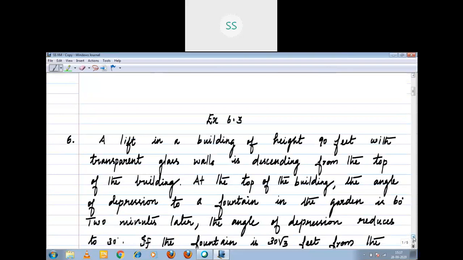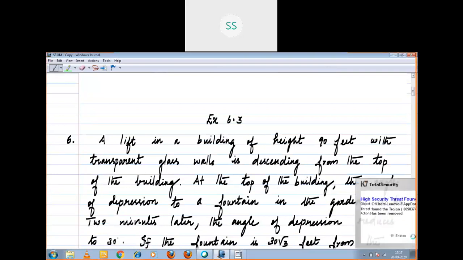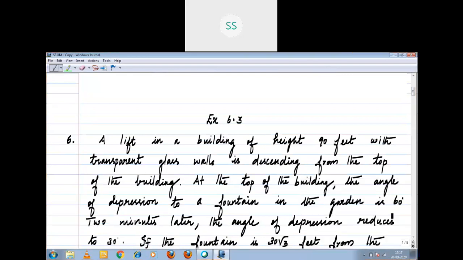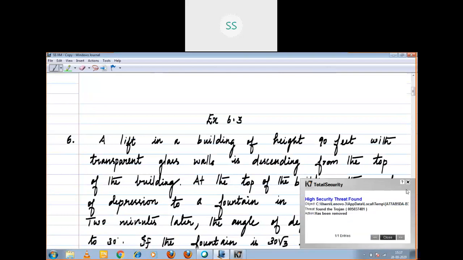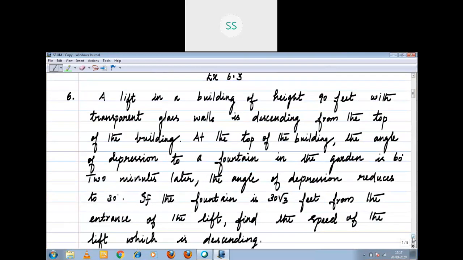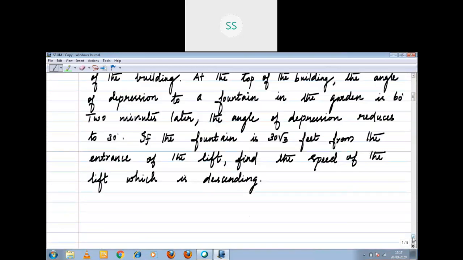At the top of the building, the angle of depression to a fountain in the garden is 60 degrees. Fountain in the sense waterfalls, right? 2 minutes later, the angle of depression reduces to 30 degrees. First it is 60 degrees. After that, it reduced to 30 degrees. Now, if the fountain is 30 root 3 feet from the entrance of the lift, find the speed of the lift which is descending. Descending in the sense coming down, right? You have to understand that first.